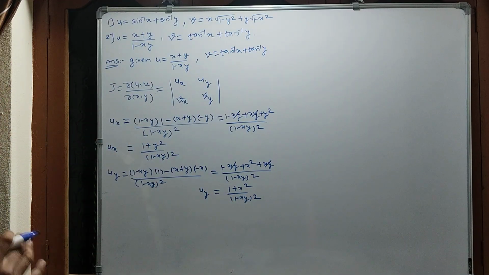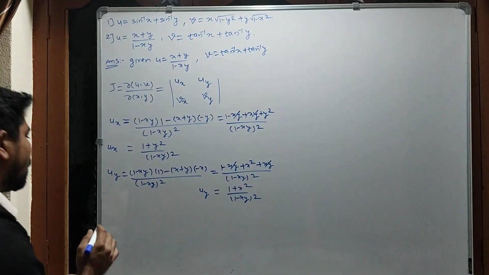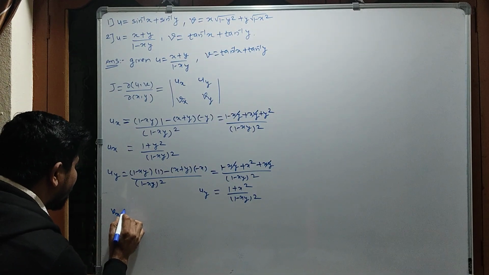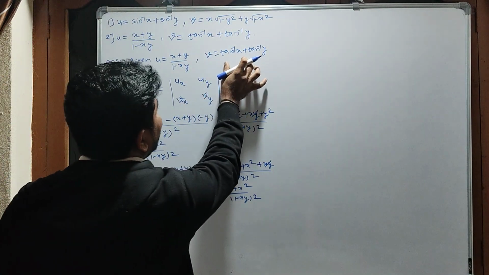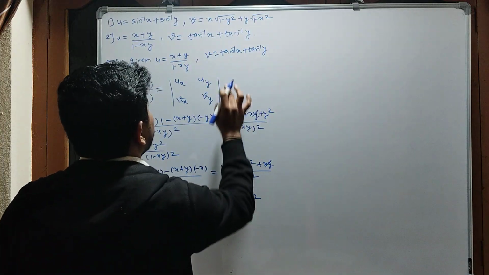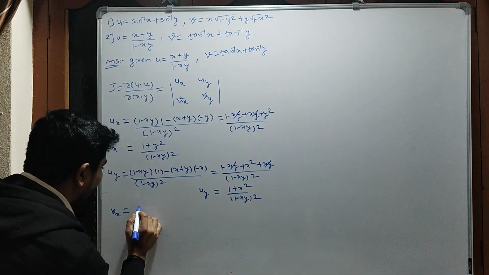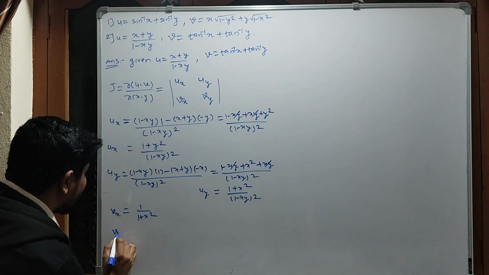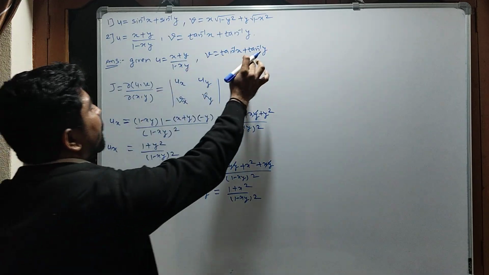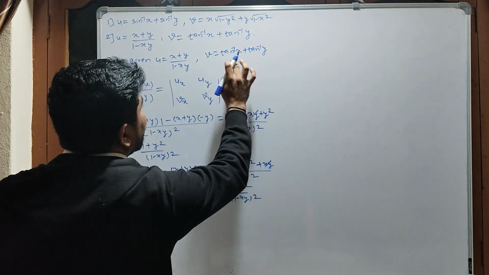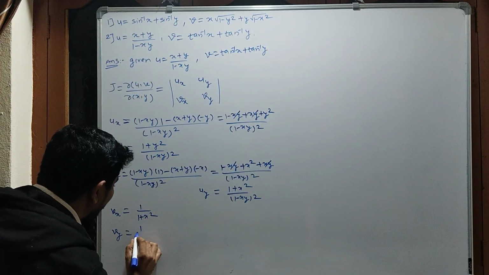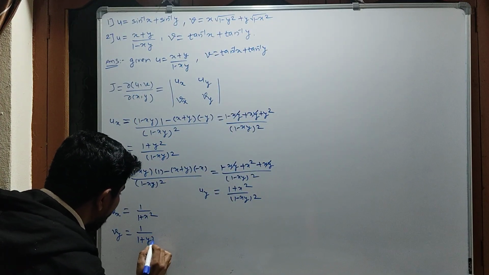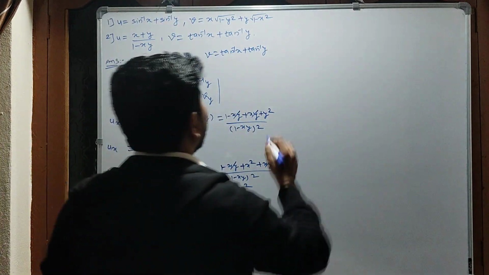Now I want to find vx and vy. vx is the partial derivative of my function v with respect to x. The derivative of tan inverse x is 1 by (1 plus x square), and the derivative of tan inverse y with respect to x is 0. So vx is 1 by (1 plus x square), and vy is 0 plus 1 by (1 plus y square). Now I want to write the Jacobian.